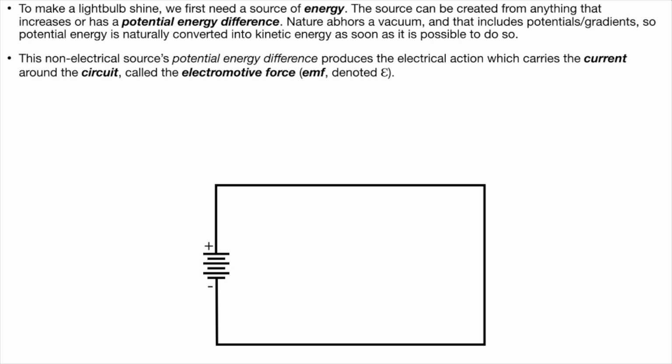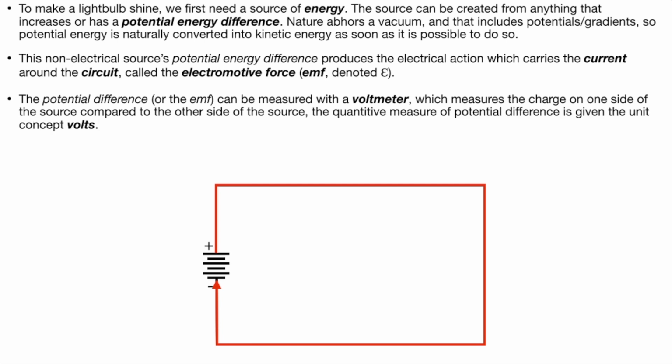This non-electrical source of potential energy difference produces the electrical action which carries the current around the circuit, which is called the electromotive force, or EMF, sometimes denoted with the symbol capital epsilon. Although the electrons go from negative to positive, we say that the current goes from positive to negative. The potential difference, or the EMF, can be measured with a voltmeter, which measures the charge on one side of the source compared to the other side of the source. The quantitative measure of potential difference is given the unit volts. In this case, we're going to say that the battery has 12 volts of potential difference.